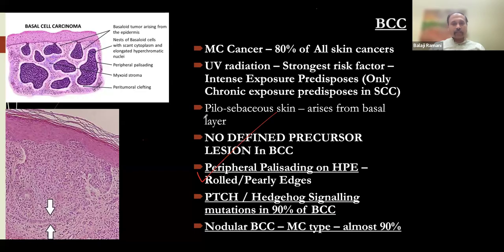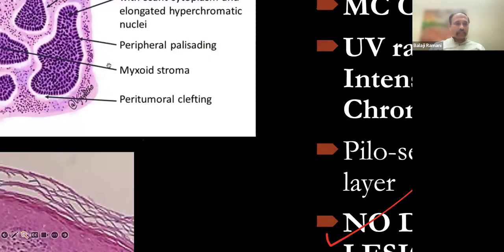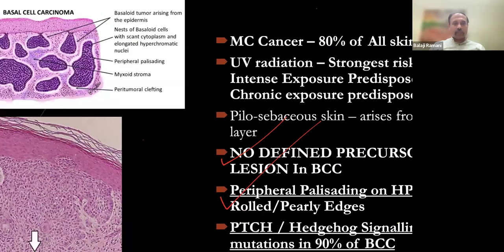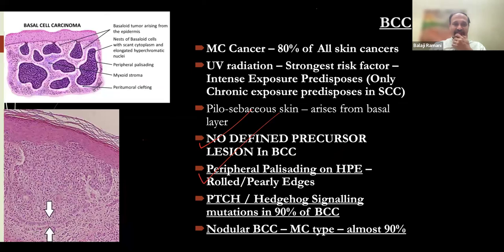And it arises with no predefined precursor lesion present. And this is another pictorial representation of the peripheral palisading, with the peritumoral clefting, for you to understand. So these are the kind of cells that are going to be present, arising from the epidermis and going on to there. So these are the classical features that you are going to have. And nodular BCC is the most common type, and hedgehog signaling pathway mutations are present.